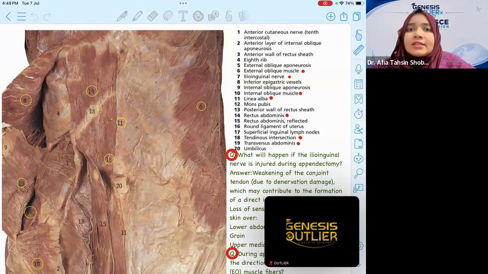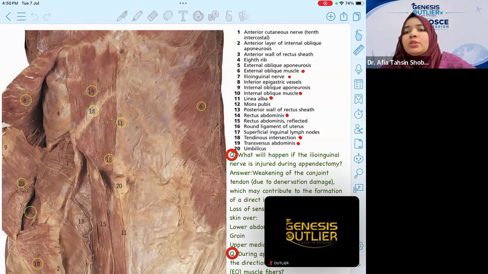And 19 here is transverse abdominis muscle. So if I want to summarize, it is external oblique muscle, it is internal oblique, and it is transverse abdominis muscle. It is linea alba, and here 14 is our rectus abdominis muscle, and 18 is tendinous insertion.